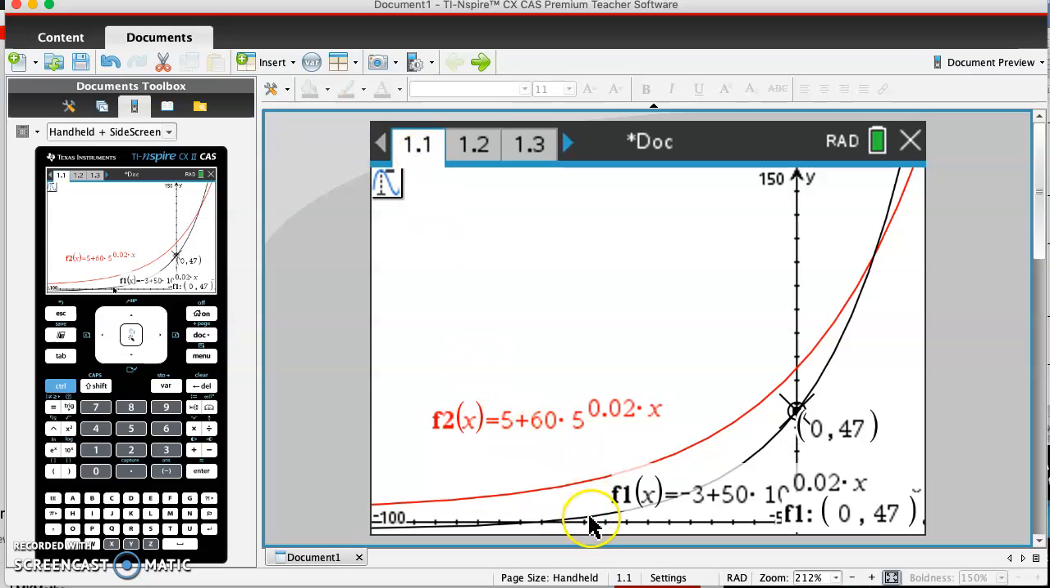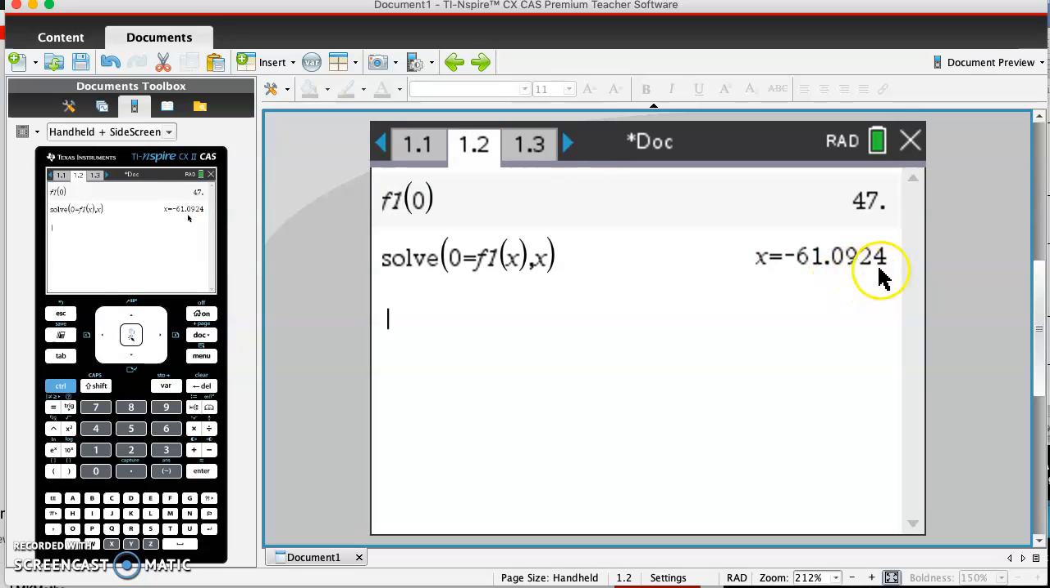Again, I can use my graph trace and I can just type in negative 61, but I won't. I'll go around until it says 0. There it was, 0, negative 61.1. Okay, so you'll notice negative 61.1 is what I get on the graph page, but I get more decimal places on the calculator page.